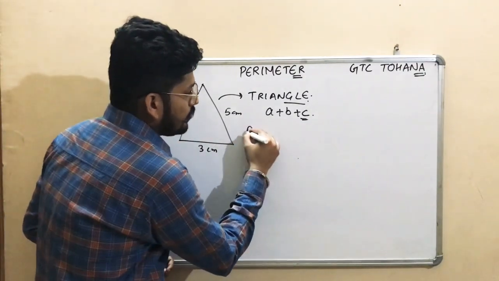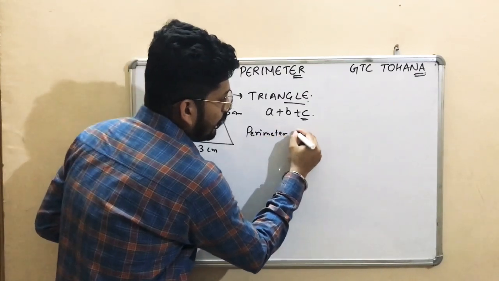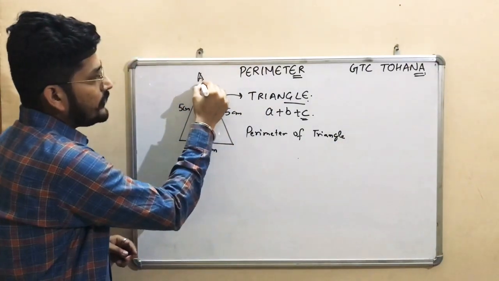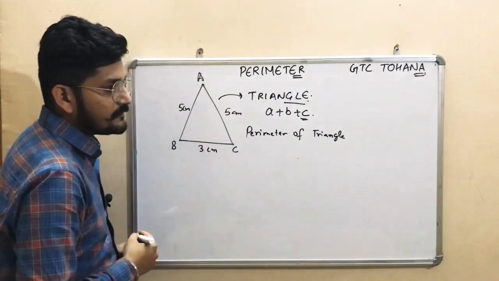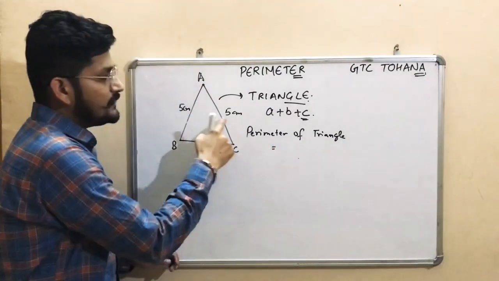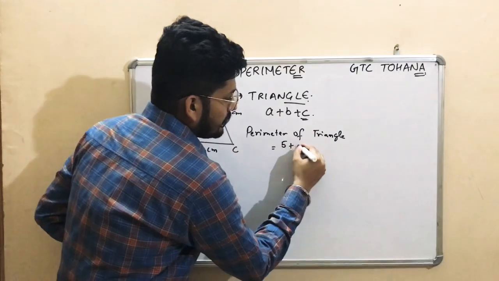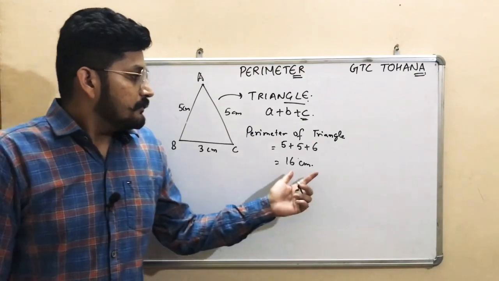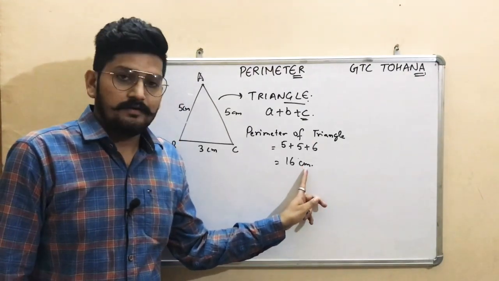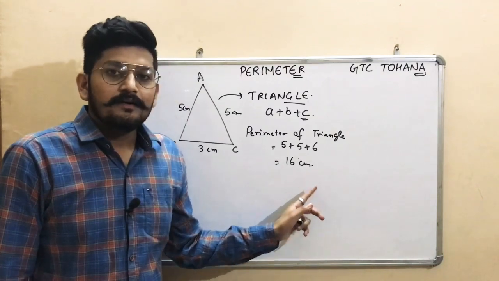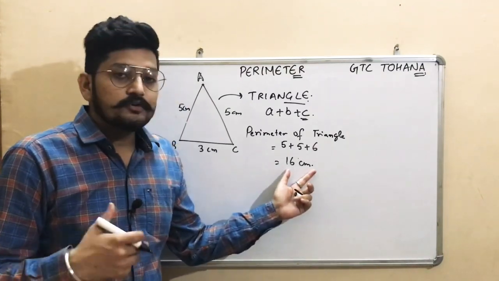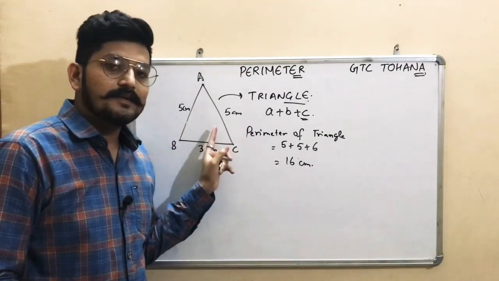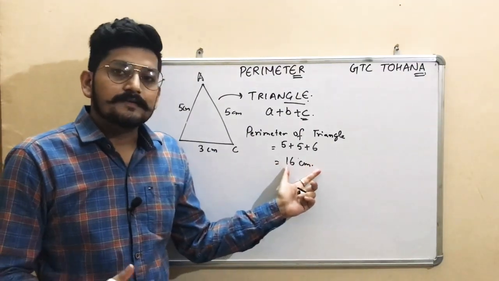Then how to find? Now you have to write perimeter of triangle. Let us suppose this point is A, this point is B, this point is C. Now you have to just add these sides. 5 plus 5 plus 6, that is equal to 16 centimeters. And listen, you have to write the unit. If you don't write the unit, then it doesn't make any sense. So you must write the unit. If the side is given in centimeters, then the perimeter is in centimeters. If the side is given in meters, then you have to write it as 16 meters.